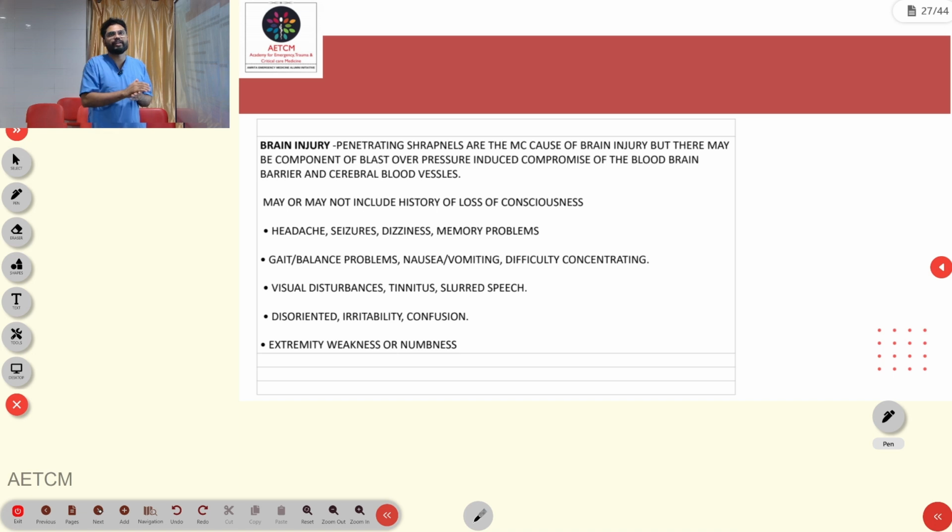Coming to the brain injuries, penetrating shrapnels are the most common cause of brain injury. There can also be a component of blast overpressure induced compromise of the blood-brain barrier and cerebral blood vessels. The other symptoms that can be seen in blast injuries are headache, seizures, disorientation and even weakness and numbness.